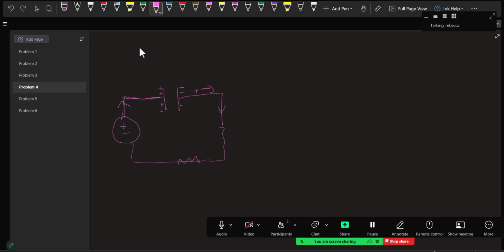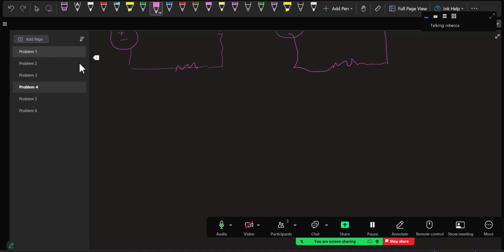But as time passes and more charge builds up, it is harder and harder for more charge to get on here because it already has such a positive charge. So eventually the current is going to say, nope, I'm done, not flowing anymore. And then this acts like an open circuit.